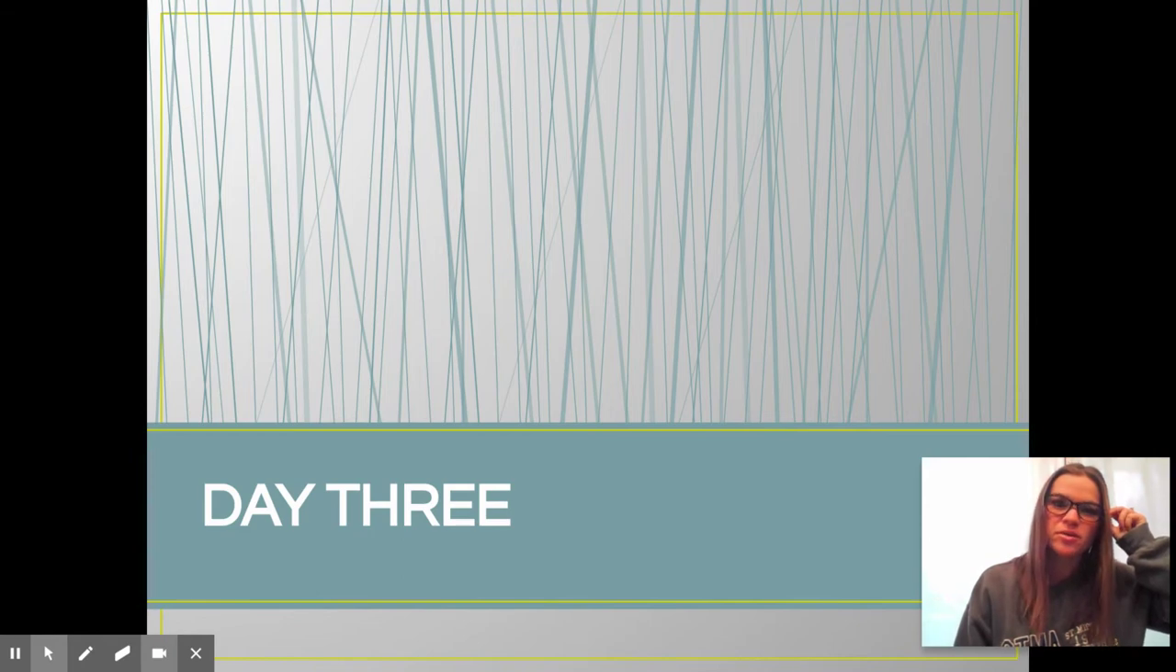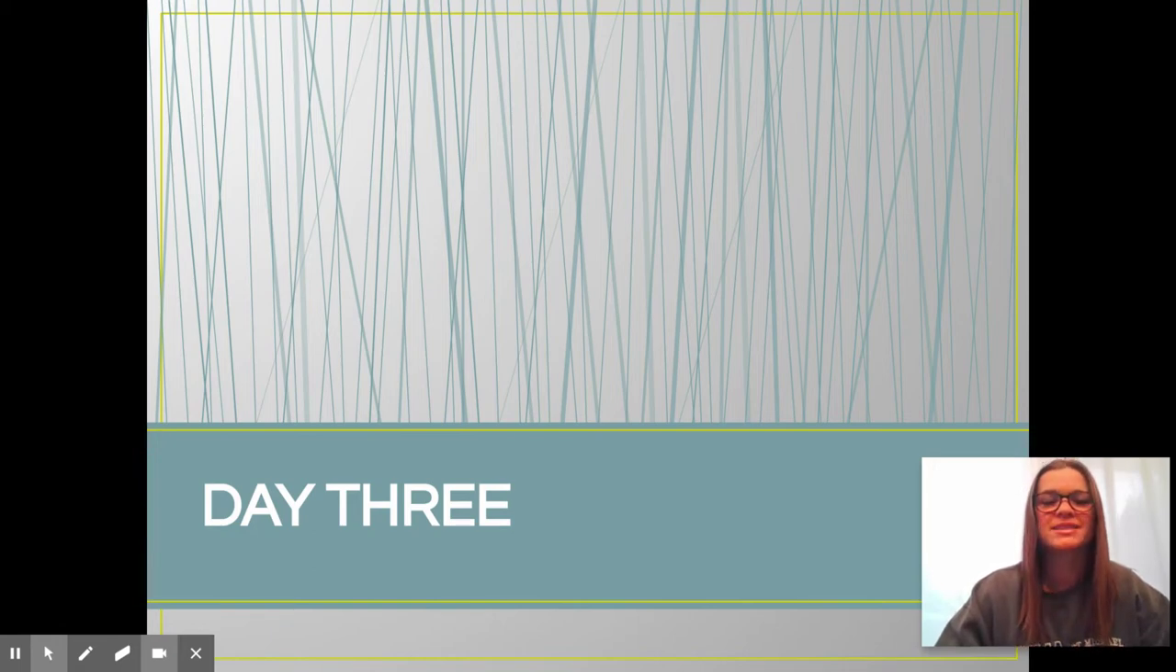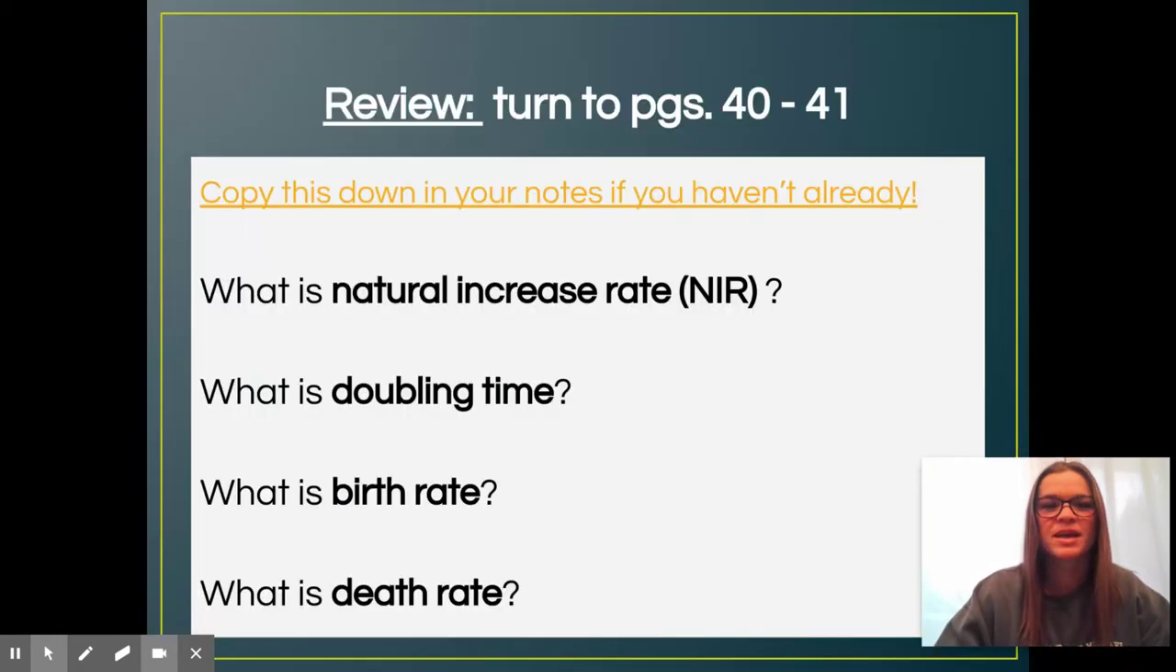Today we are going to take a look at the demographic transition model, what we will refer to as the DTM. So, just a little review here. If you don't have these four key concepts written down somewhere, make sure that you do so. We're going to talk a lot about the natural increase rate, doubling time, birth rate, and death rate while we talk about the DTM.